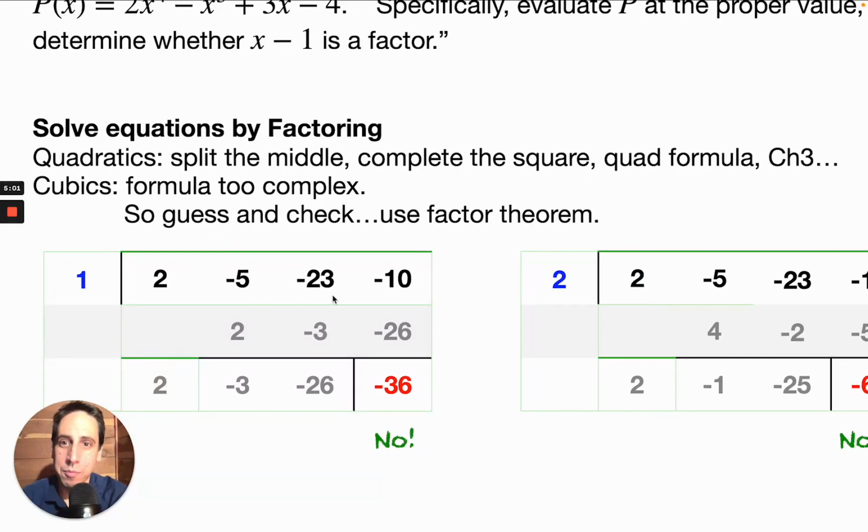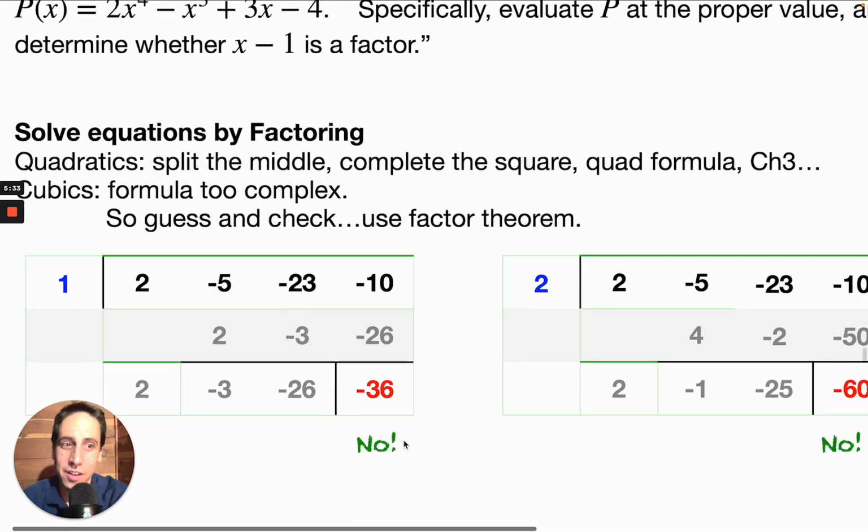So you might have a polynomial like 2x cubed minus 5x squared minus 23x minus 10, and you're wondering whether or not x minus 1 is a factor. Well, just use synthetic division. 2 add negative 5, you get negative 3, times 1 is negative 3, plus negative 23 is negative 26, times 1 is negative 26, plus negative 10 is negative 36, and this is not a 0. So therefore the factor theorem says that x minus 1 is not a factor.